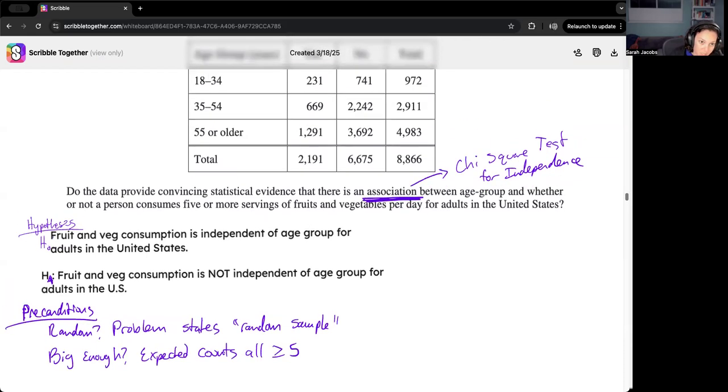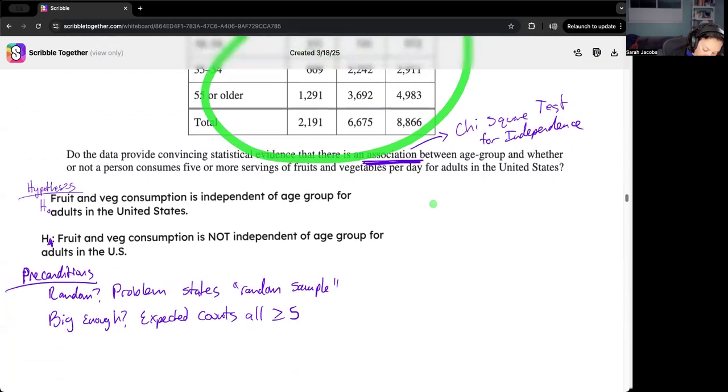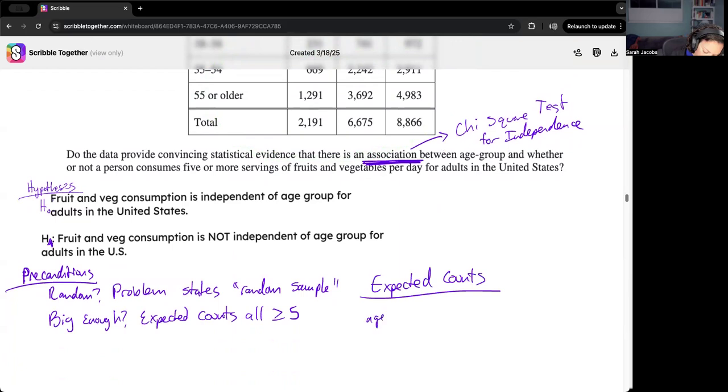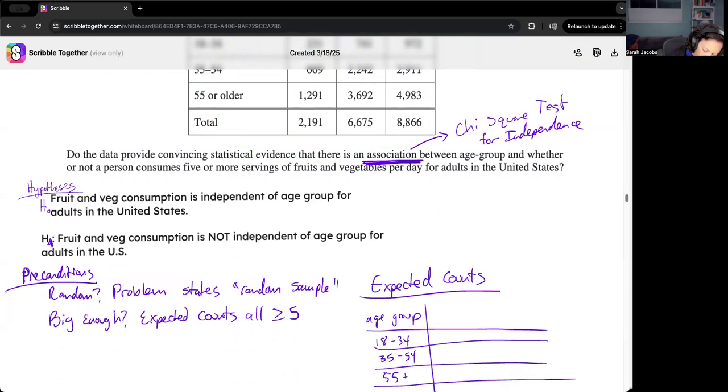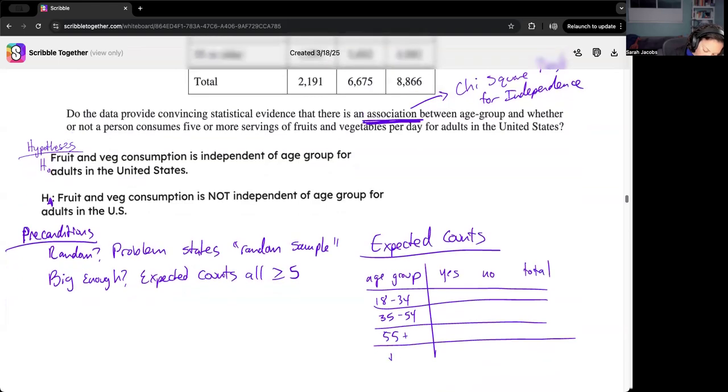So I'm going to recreate this table up here, but I'm going to say that it's our expected counts table. So we've got age group, 18 to 34, 35 to 54, and 55 plus. And then we've got yes, no, here's our total, and here's our totals. And so then I'm going to do these expected counts by hand just because we haven't done that a ton.